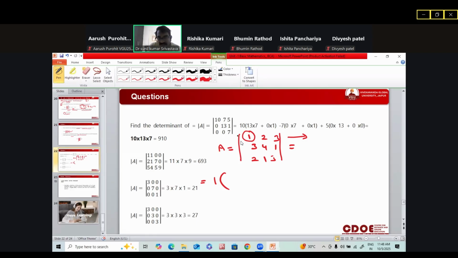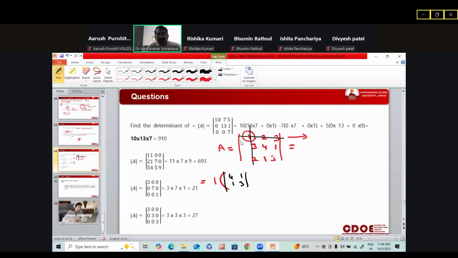It lies in the first row and first column, so we have to ignore it. The remaining elements are 4, 1, 1, 3. We write 4, 1, 1, 3 in this way.